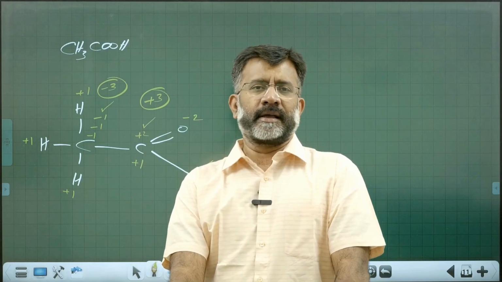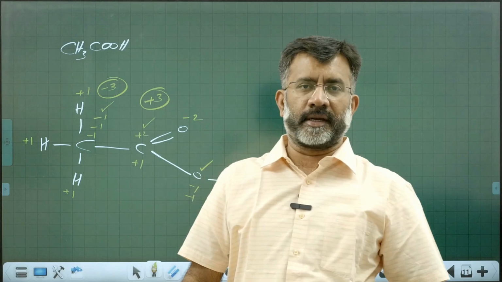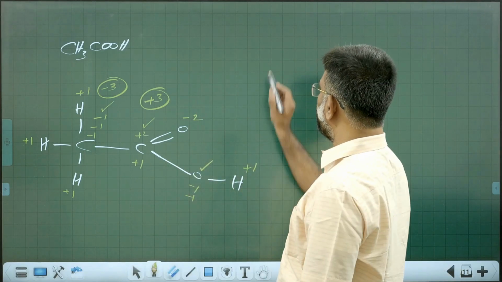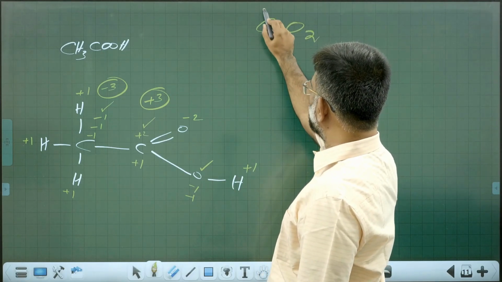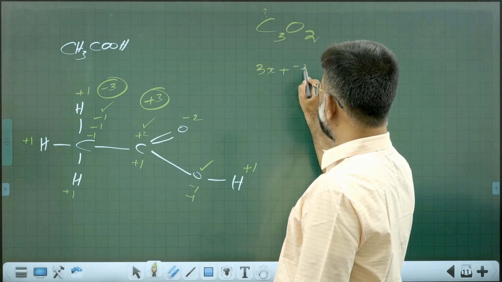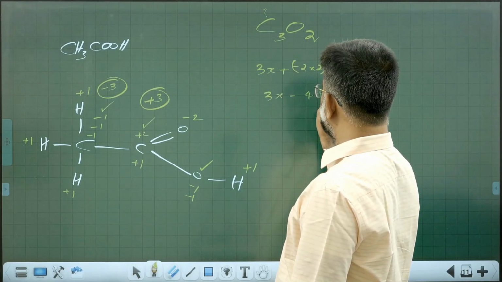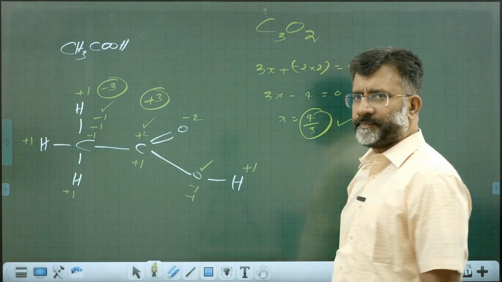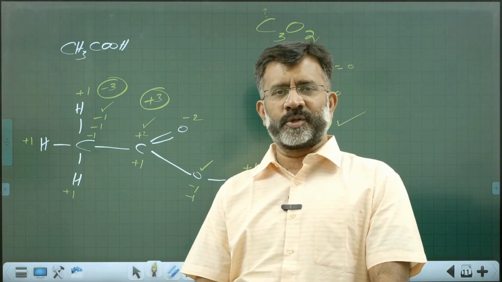So these kinds of perfect oxidation numbers are found with the structural identity, if you know it. If you take carbon suboxide, for example, C3O2, what is the oxidation state of carbon? I am giving X: 3X plus (-2) into 2 equal to 0. That is 3x minus 4 equal to 0, x equal to 4/3. This value is correct, but this is called the average oxidation number.